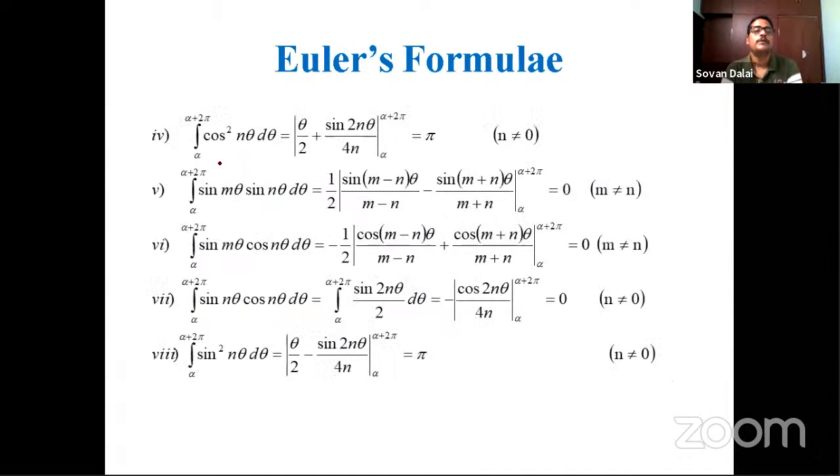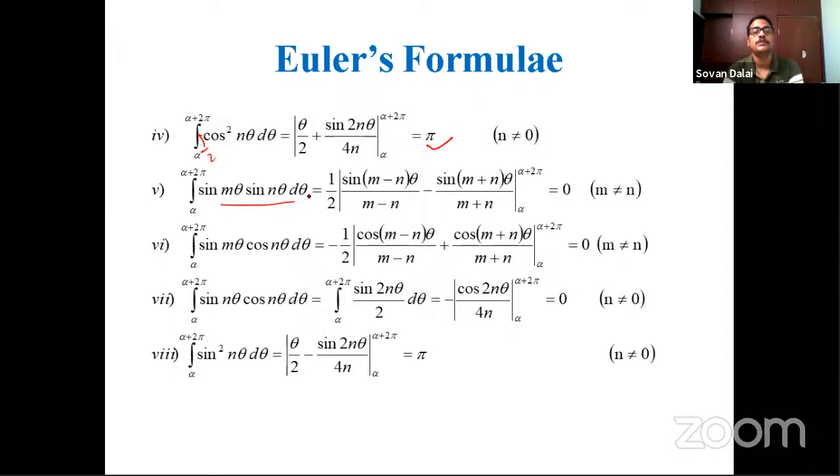There are some other general formulas also. Now if I want to find the integration of cos square n theta d theta, similarly you consider it as half into 2 cos square n theta d theta. Now you know the formula of 2 cos square n theta. If you put in the limits, ultimately you will get that the integration of cos square n theta equals pi. This is a non-zero value.